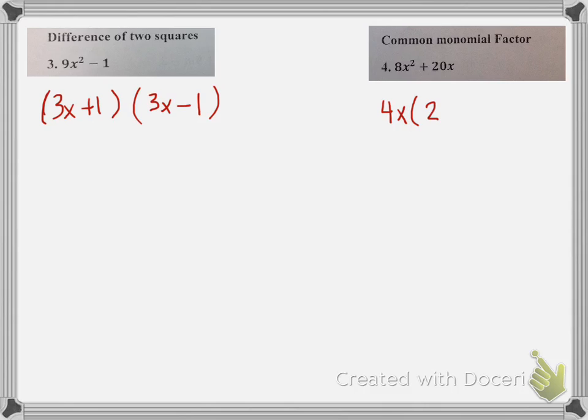If I factor out the 4x, 8 divided by 4 is 2. Since it had x squared before, I'm taking out an x, so that's why it's just 2x. 20 divided by 4 would be 5, and I took out that x, so it becomes just 5. So if I were to go back and distribute, 4x times 2x is 8x squared, and 4x times 5 is 20x.